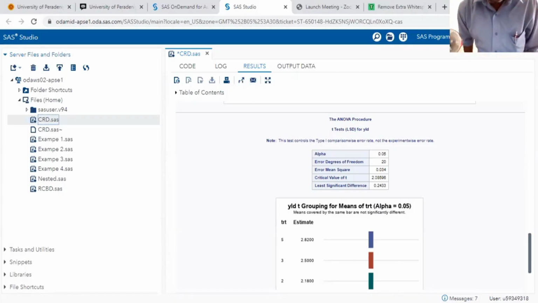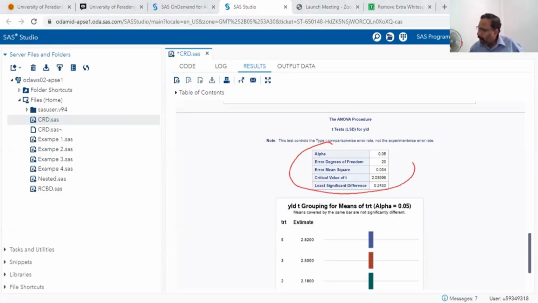Right. I hope everybody has gone through the output. Now, can somebody comment on this? Can you all hear me? Yes, sir. The first table, everybody knows this is my alpha. This is the error degrees of freedom from the ANOVA table. This is the error mean square.